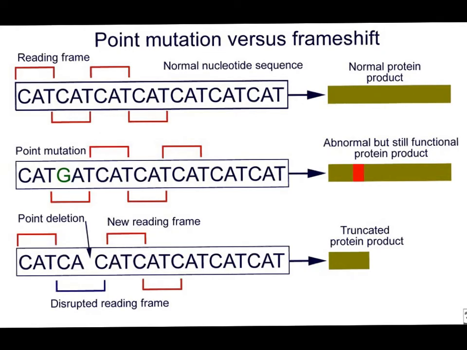A frameshift mutation is a mutation that causes a single nucleotide base change, insertion, or deletion of genetic material, caused by insertions or deletions of a number of nucleotides.